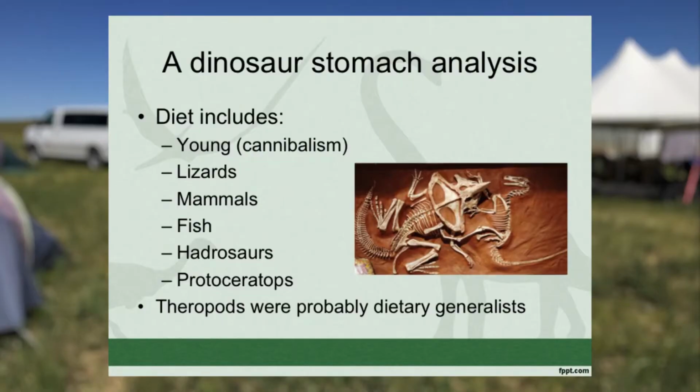So we actually have this famous fossil here of a raptor fighting with a protoceratops, indicating that he's probably preying on this animal. So if you look at all the diet items found in the stomachs, and you look at predators today, theropods were probably dietary generalists. Whatever they could find and kill. They probably didn't specialize.